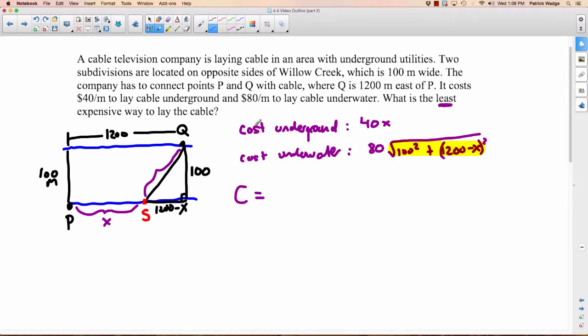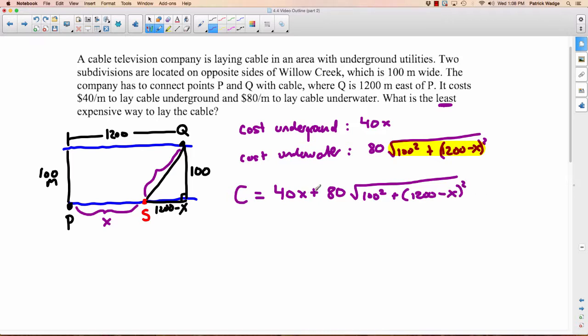We want the least expensive way. So this is our objective function. What we're trying to minimize is going to be the cost underground, which is 40x, plus the cost above ground, which is 80 times the square root of 100 squared plus 1200 minus x all squared.